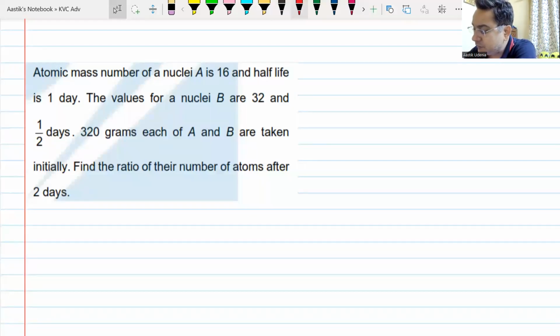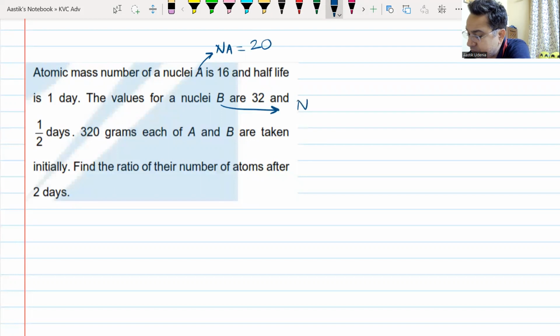So we first find the initial number of nucleus of A. What are the initial number of nucleus of A? 320 divided by 16, which is 20, yes or no? Yes. And initial number of nucleus of B? 320 divided by 32, which is 10. Yes or no? So initial numbers are 20 and 10.